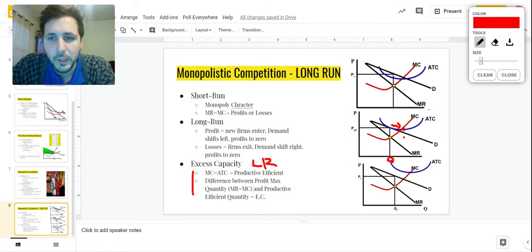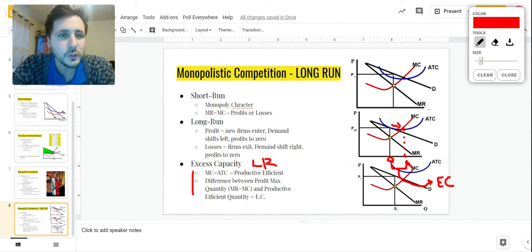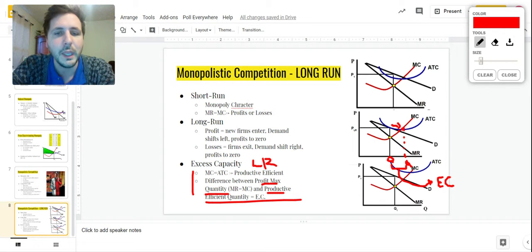So the distance between our minimum cost production, which would be where MC equals ATC, and our actual quantity, that distance right there is going to be our extra or excess capacity. It means we have the capacity to build more, produce more, but we don't. Just like if you're driving your car at 10 miles an hour, it has the capacity to go faster. It just doesn't. We call it excess capacity, the distance between our profit maximizing quantity where I'm producing, and our productively efficient quantity, which is where minimum ATC or where MC equals ATC.